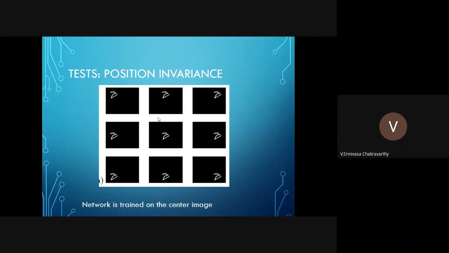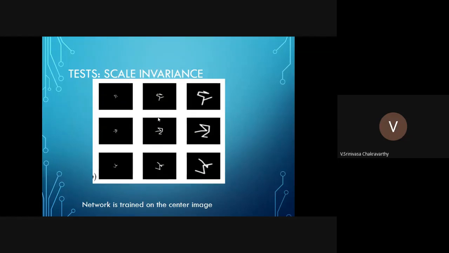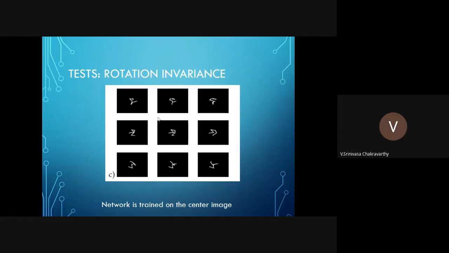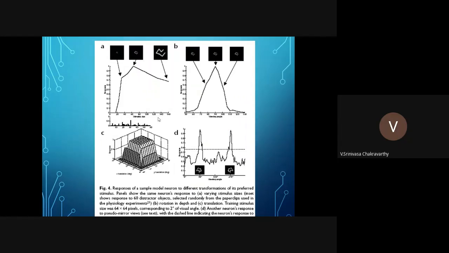So we want to understand position variance. As you move the object around inside the input image, how much does the response vary? And scale invariance. As you show the object at different sizes, how much does the response vary? And rotation variance. As you rotate the object around some axis, how much does the response vary?